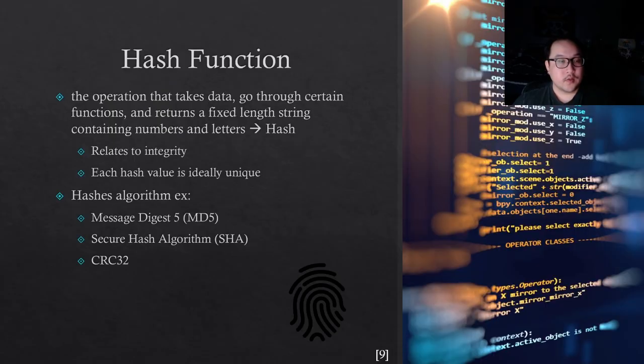Hash functions. So this is the operation that takes the data, goes through some functions, and returns a fixed length string containing numbers and letters, which is known as the hash, or you can consider it a digital fingerprint. This relates to integrity, and ideally each hash value should be unique. Some hash algorithms include MD5, SHA, and then CRC32.